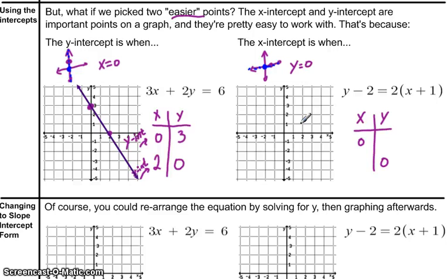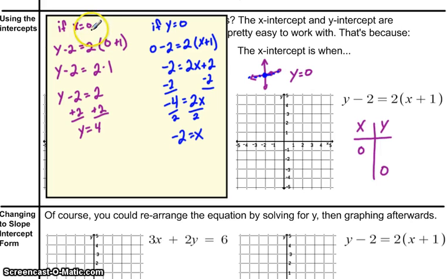Here are the answers. So if x equals 0, let's see, I substitute in 0 for x, do a lot of simplifying on this side. 0 plus 1 is 1, 2 times 1 is 2, and then solve by adding 2 to both sides. I get that y must be 4. So let's plot that point. 0 for x and 4 for y. Again, that's our y-intercept, where x is 0.